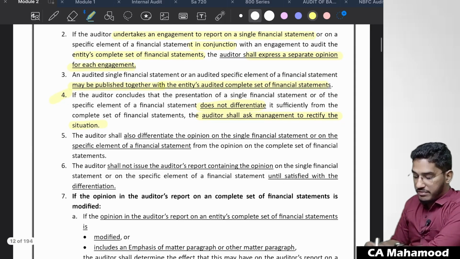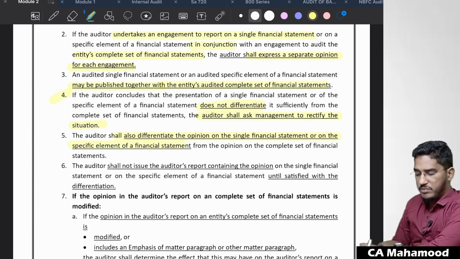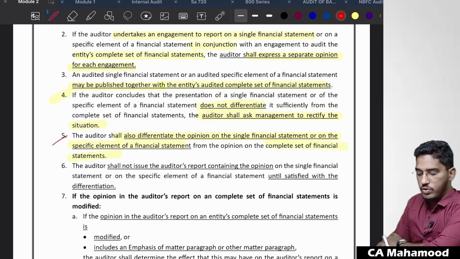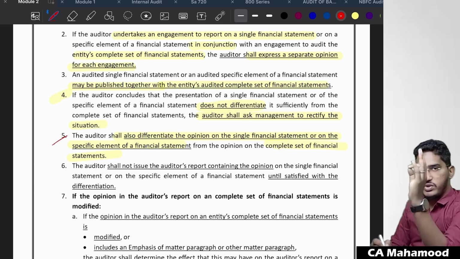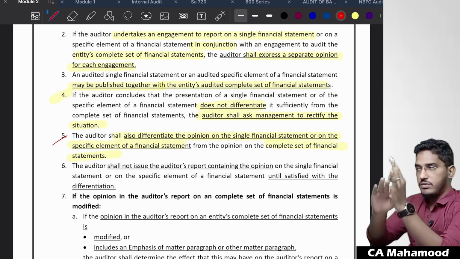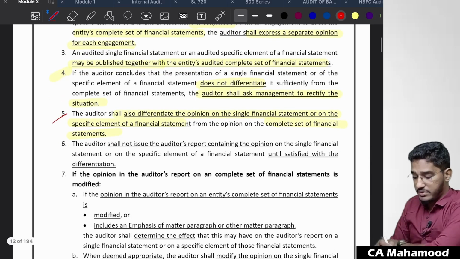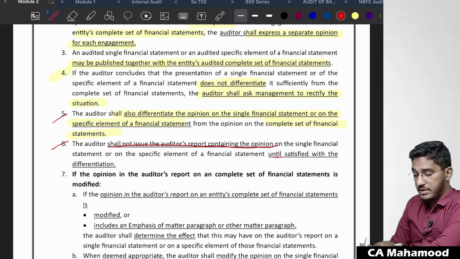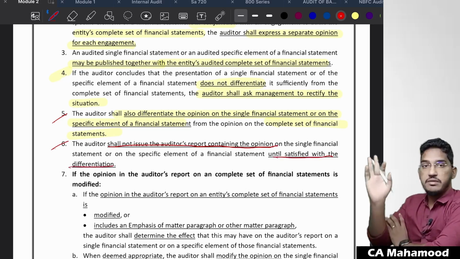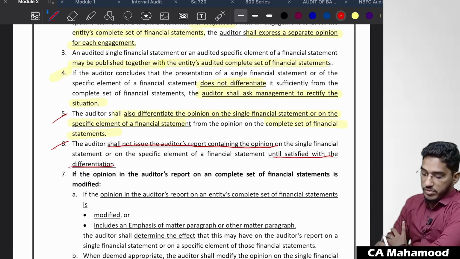The auditor shall also differentiate the opinion on the single financial statements or on the specific element of the financial statements from the opinion on the complete set of financial statements. As I've already told you, anyhow, you will give two audit reports. In one audit report, you will give opinion on single financial statement. In one audit report, you will give opinion on complete financial statements. The auditor shall not issue the auditor's report containing the opinion on the single financial statement or the specific element of a financial statement until satisfied with the differentiation. So this is related to the fourth point.